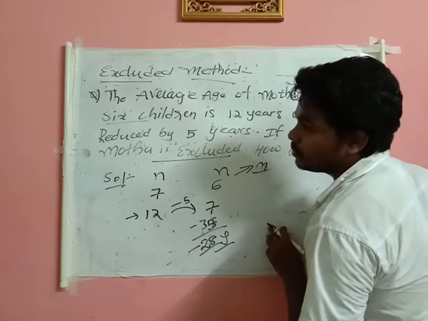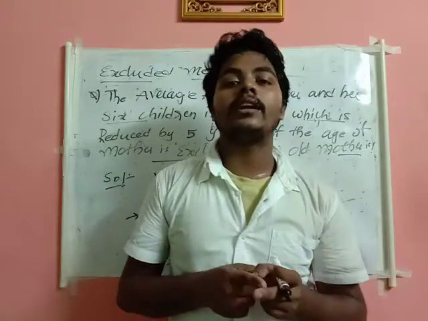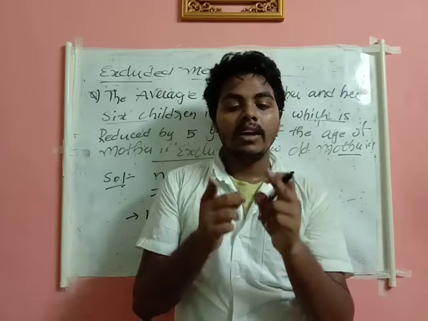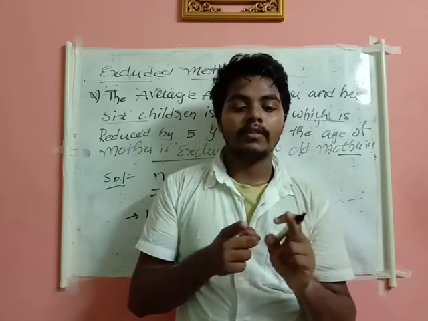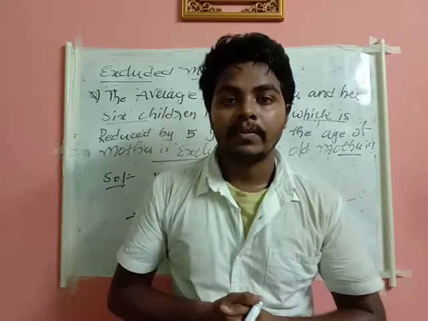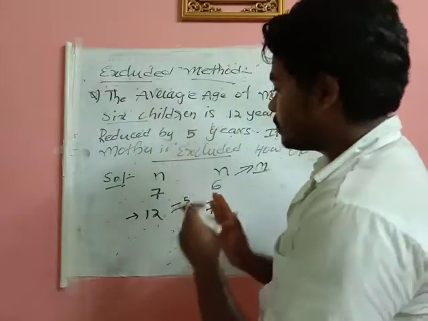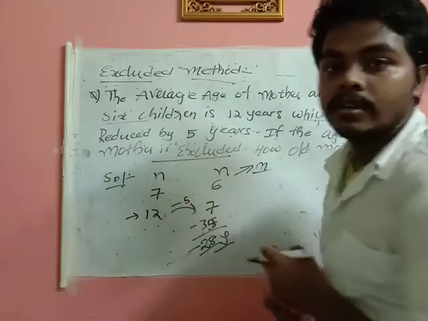So what will we do? Whatever they have given, we'll be converting it to the new entry method, that is the included method. So we'll be converting the excluded method to the included method, right? Now see, just pause the video and try to convert the excluded into included.